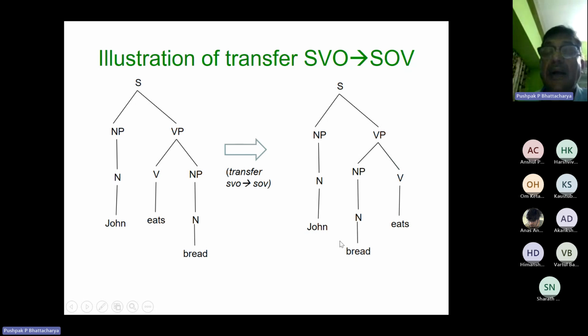Because it is a statistical probability-based system, it can also get mapped to khaya tha, or just khata with some probability. So the phrase mapping also will have a probability of its own. So this is statistical MT. What happens in neural MT? In neural MT, the whole sentence, John eats bread, will get encoded as a vector.